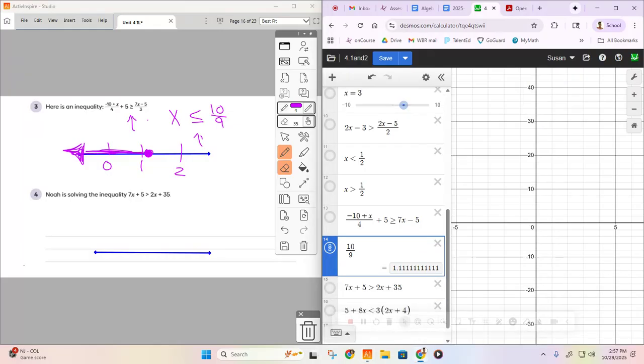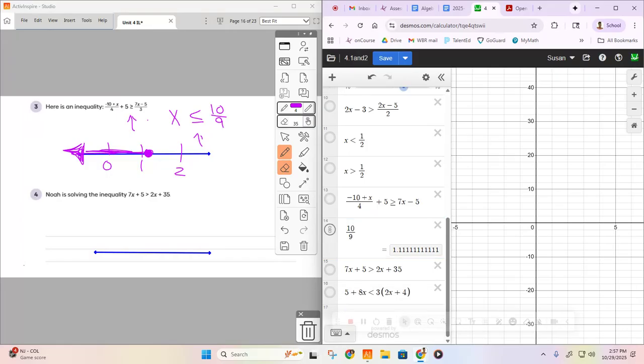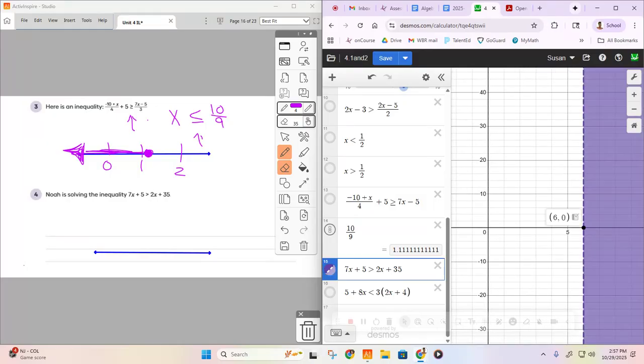And the last one, no, we have 2 more, sorry. For number 4, it's at 6. It's shaded to the right, so it's greater than. Is it equal to? No, because it's dotted, it's not equal to, and it's on the 6. So for my number line, I'd have a 5, a 6, a 7. I put a hollow circle, and it's shaded right.